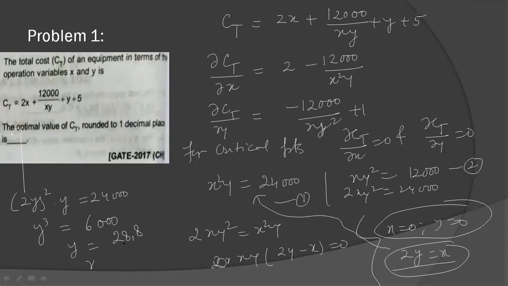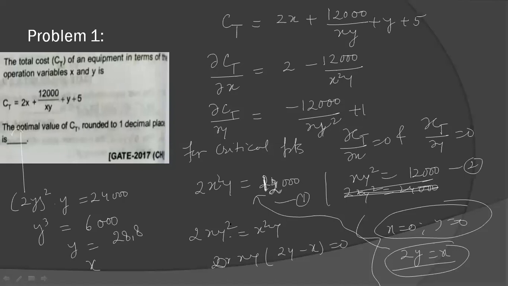Then you will get y. I think you will get here, you are differentiating x square y, and this is 2xy square. Then if you take xy common, this is 2y minus x equal to 0. So x will be 2y here. Okay. Now, yeah, here I made a mistake. I think this is 2x square y equal to 24,000, and it is 12,000 actually. 12,000. Make the correction here.